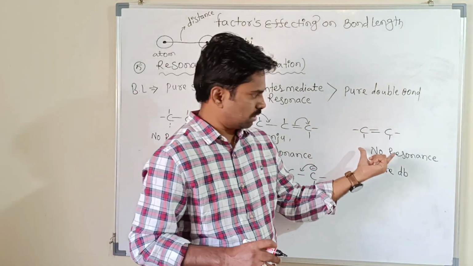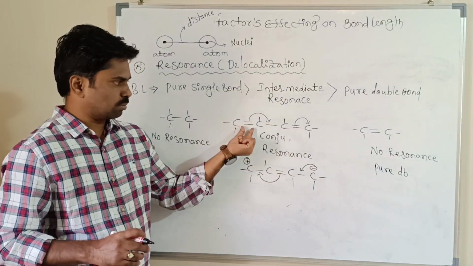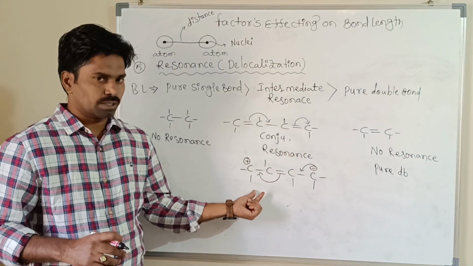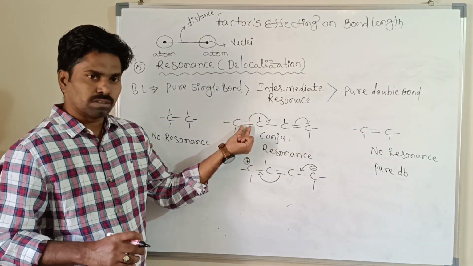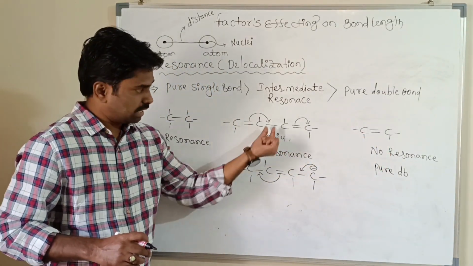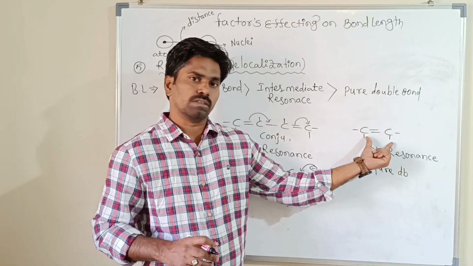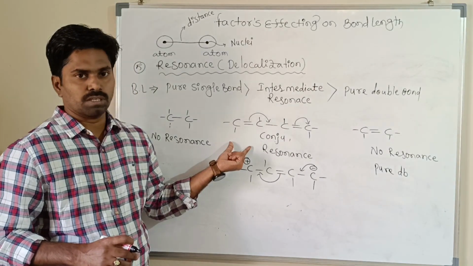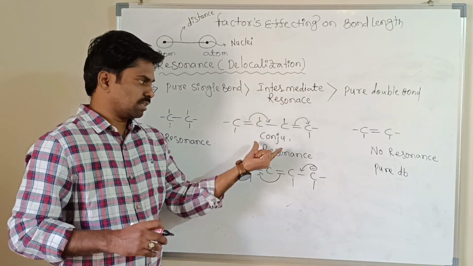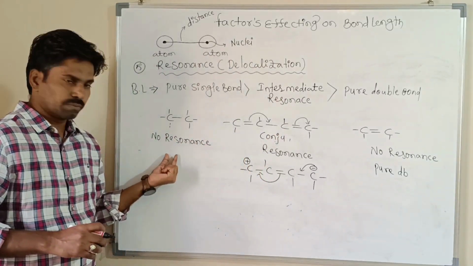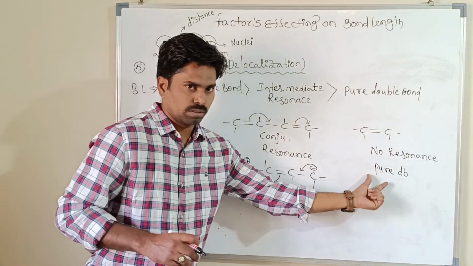And what about the pure double bond? Here a double bond is there, but partially this double bond also gets single bond character by resonance. So compared to the pure double bond, a double bond becomes again a single bond, and here a single bond gets double bond character. So that's why a pure double bond is much shorter compared to the resonance. Okay, so the resonance intermediates are shorter than a pure single bond, longer than a pure double bond. This is a pure single bond, this is a pure double bond, this is shorter.